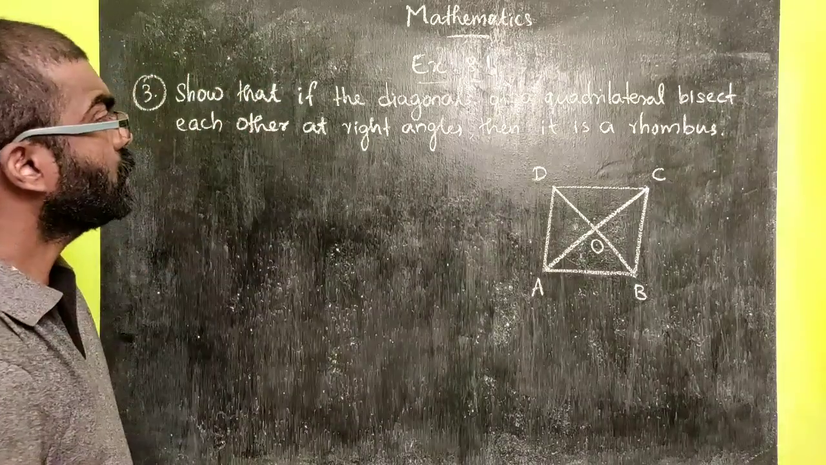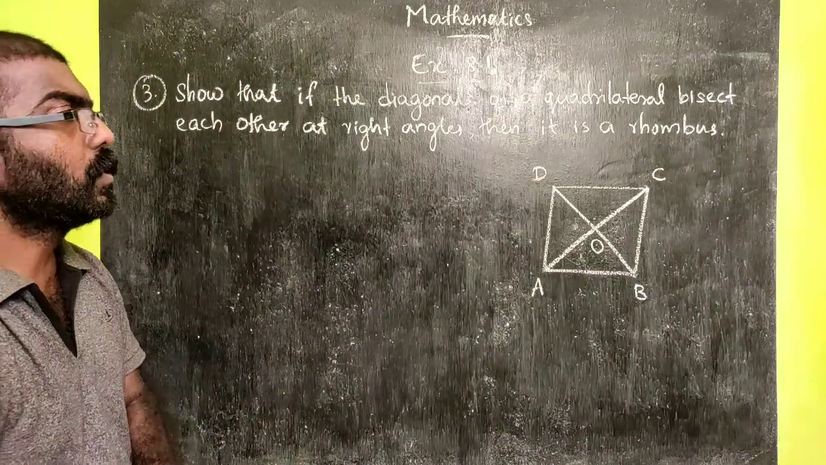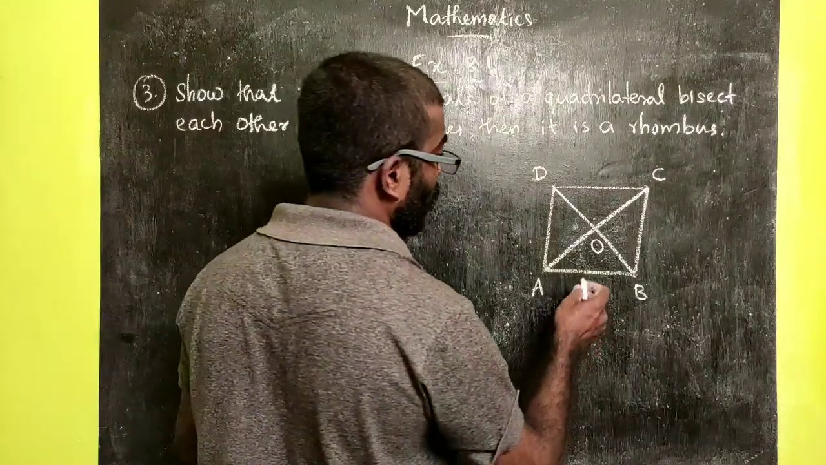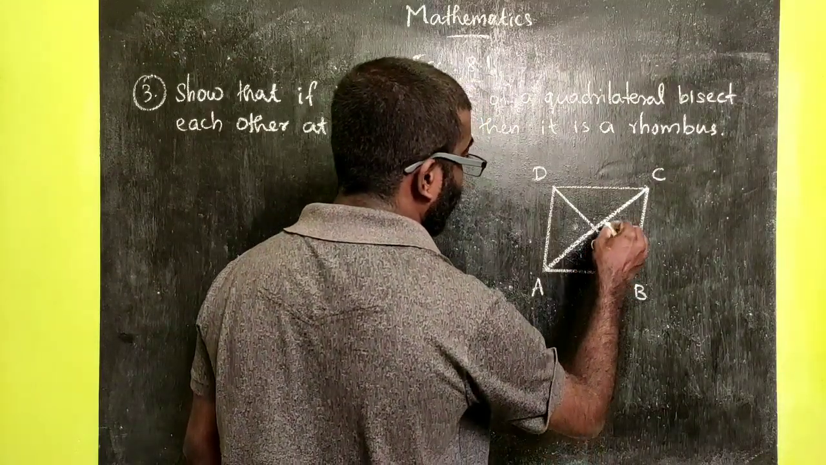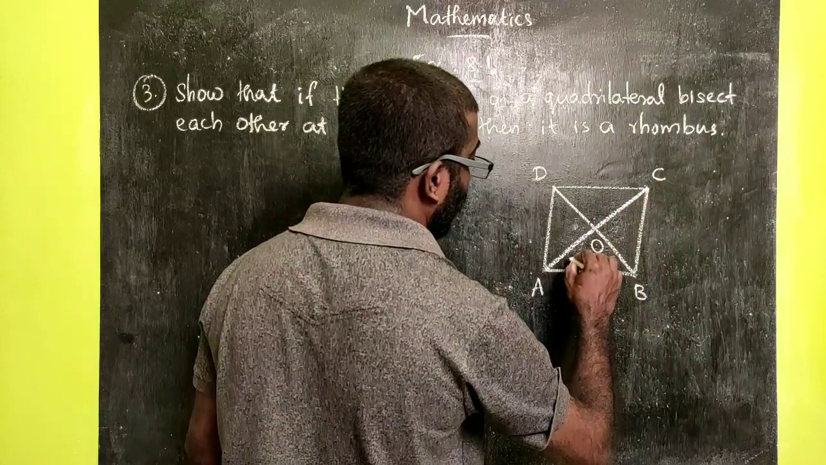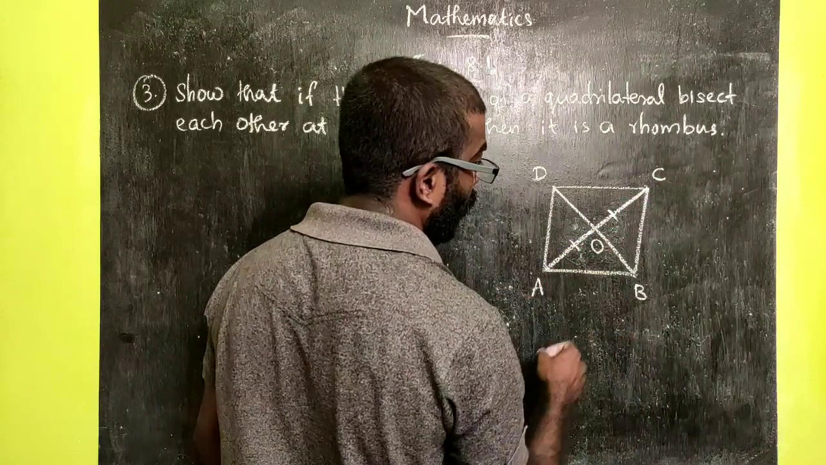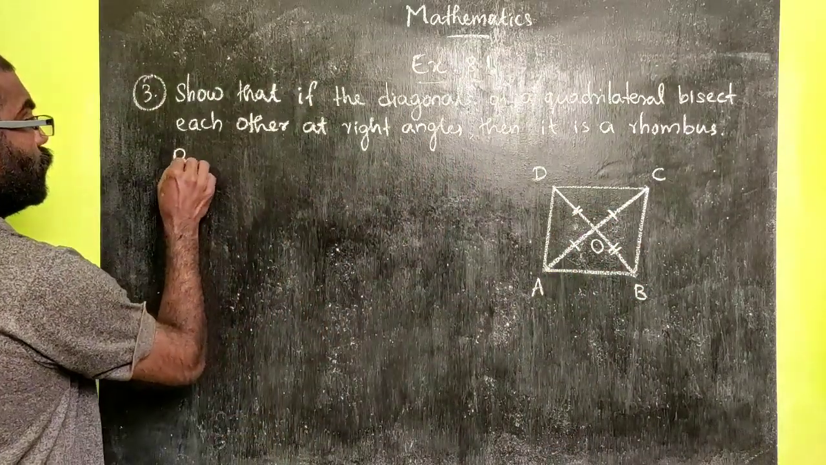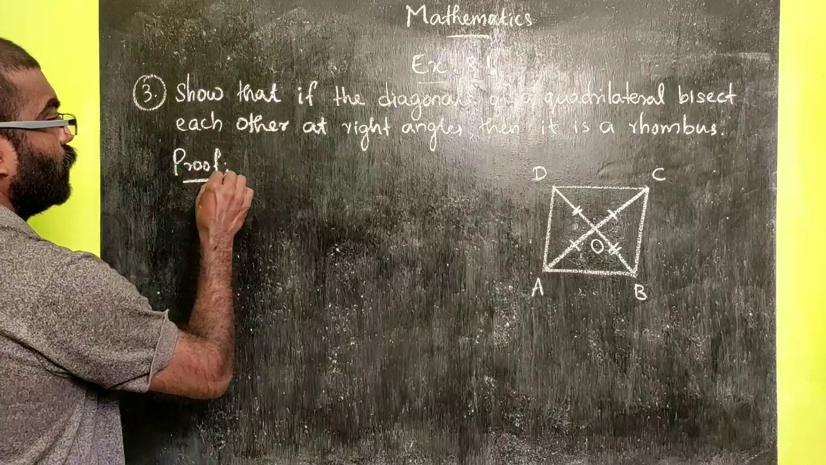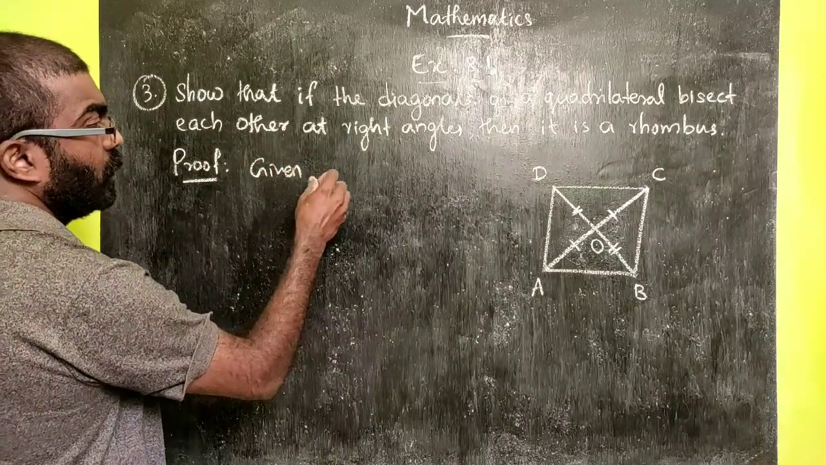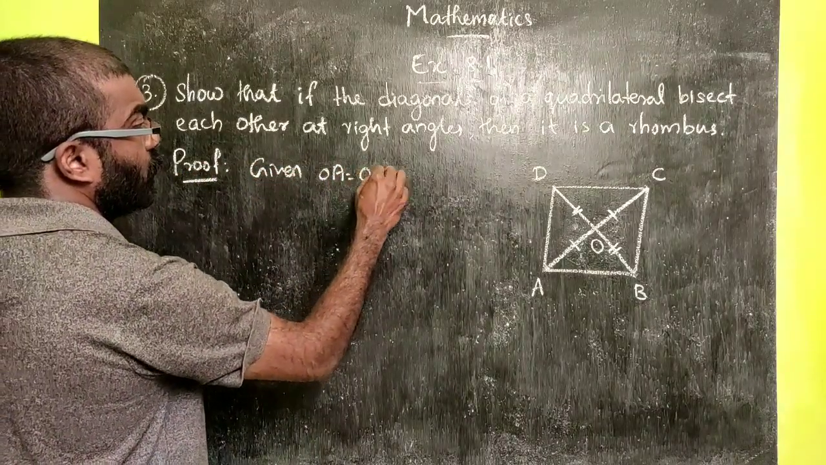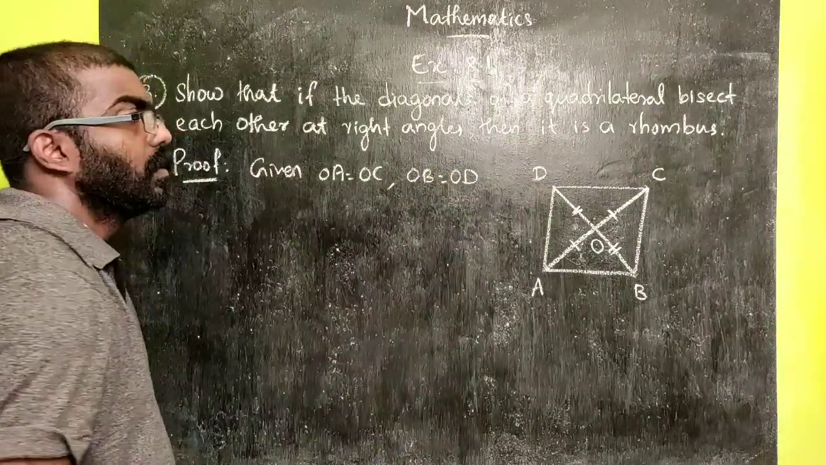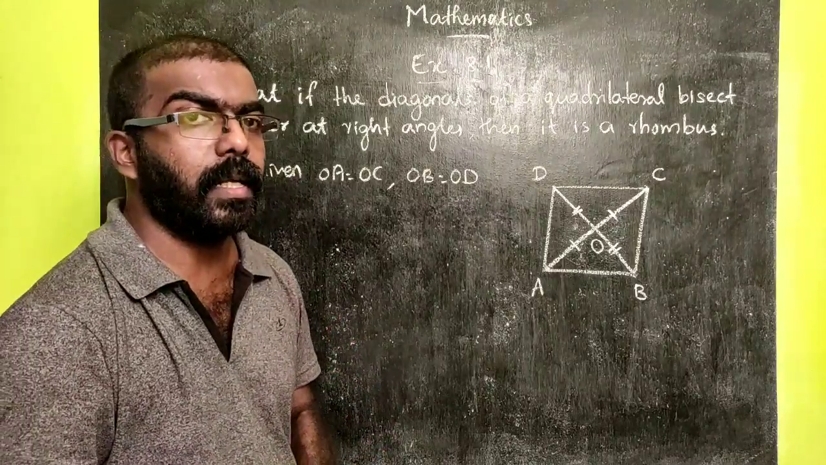Here it is given that the diagonals of a quadrilateral bisect each other at right angles. So bisect means divide into two equal parts. So here one of the diagonals is AC. So OA equal to OC and OB equal to OD. So we can write the proof as, given: OA equal to OC, OB equal to OD. Bisect each other at right angles.